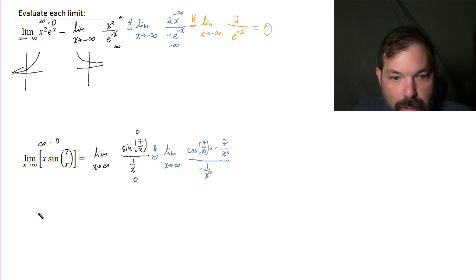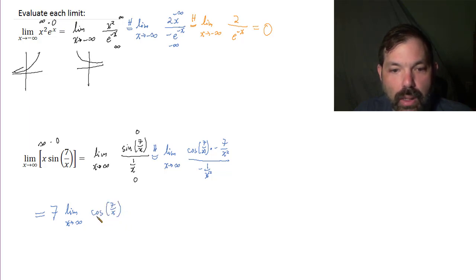Now, using some algebraic simplification before I substitute, negative 7 over x squared divided by negative 1 over x squared is just positive 7. Let's bring that 7 outside the limit. So this is 7 times the limit as x approaches infinity of the cosine of 7 over x. As x approaches infinity, this becomes the cosine of 0. So that's 7 times 1, which is 7.